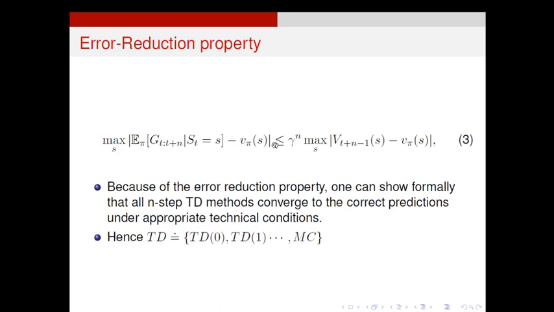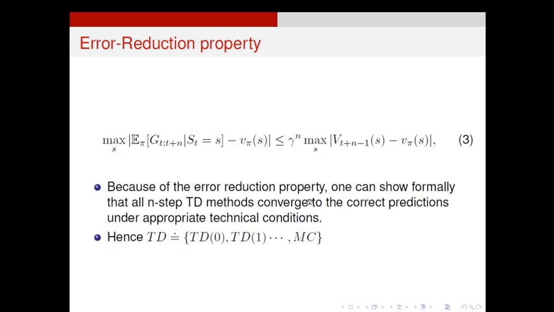Its maximum is always less than or equal to gamma raised to n times the maximum over all s of V_t+n-1(s) minus v pi of s. That means this V_t+n-1(s) is the updated value using n step TD. This updated value minus actual value, and its maximum is always greater than this particular value. That means the error due to this updation is always less than or equal to this discounted error. So this n step cumulative return doesn't affect the convergence of our TD algorithm. That is the essence of this inequality.